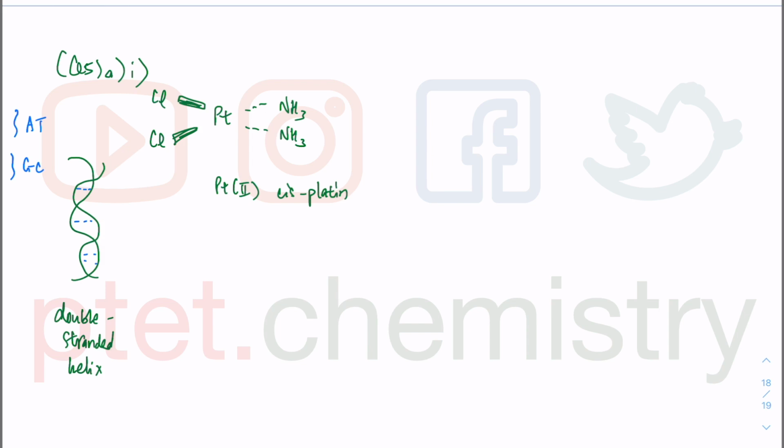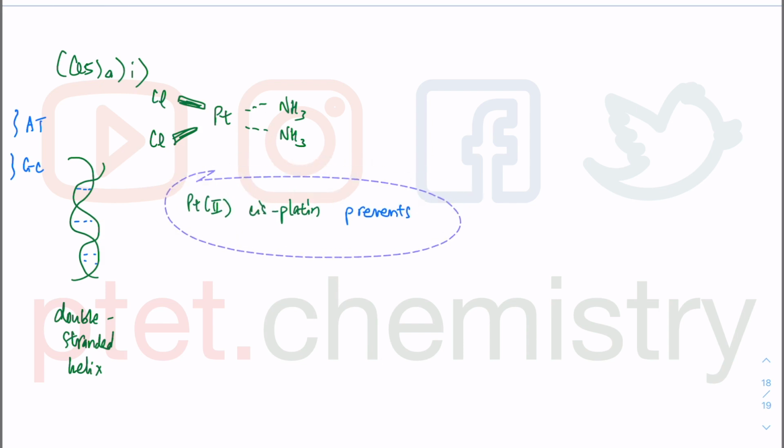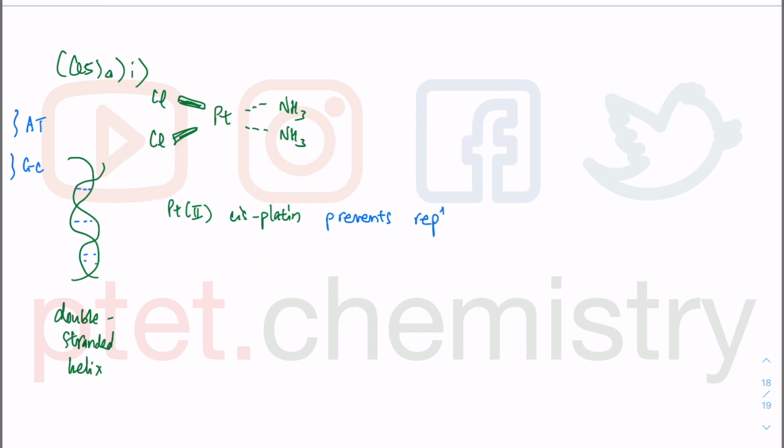All right, so what happens is that cisplatin prevents the replication. So how it works is it prevents replication of cancerous cells. Cancerous cells are very dangerous because they multiply. If you can prevent them from multiplying by replicating themselves, then you can prevent the spread of cancer. So how does it work? You look at the NH3 molecule here. The NH3 can come off and get replaced by the nitrogenous bases.